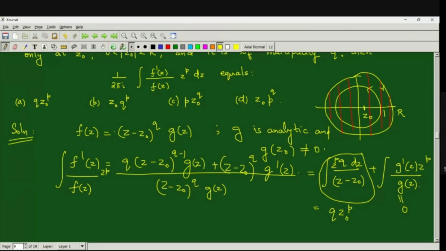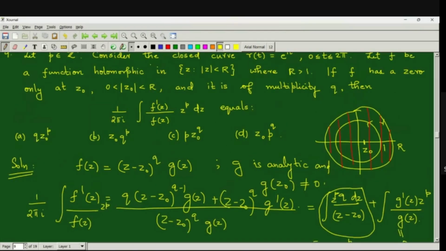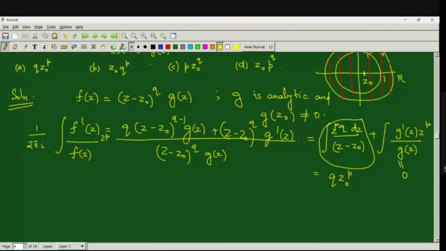Now, in the question, they have 1 by 2 pi I. And the Cauchy's integral formula is having 2 pi I times f, meaning the function's value at Z naught, and there is 1 by 2 pi I. So the answer is, yeah.